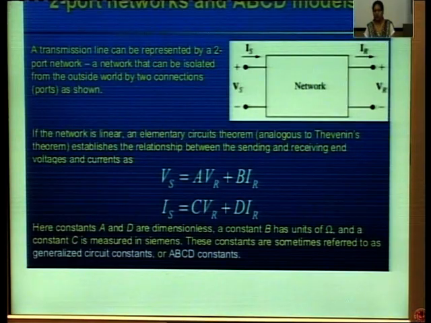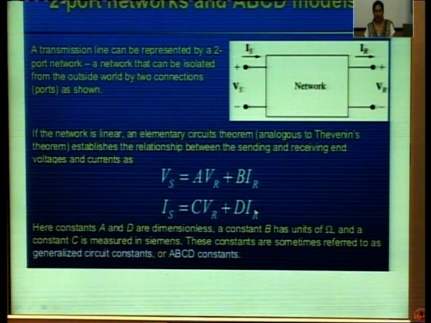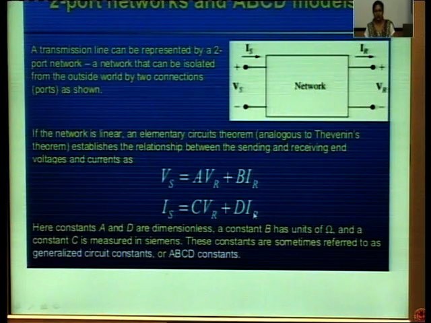So we can write a generalized equation: Vs equal to A Vr plus B Ir, and Is equal to C Vr plus D Ir, where A and D are dimensionless quantities. Constant B has the units of ohms and constant C has the units of siemens or mho. So these A, B, C and D are called the generalized circuit constants or the ABCD constants of the line.